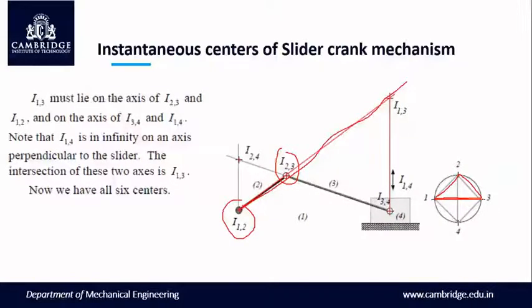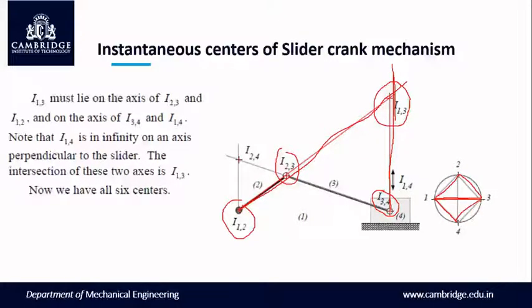Similarly, we have instantaneous center 3, 4 and instantaneous center 1, 4. So 3, 4 is exactly on the slider and 1, 4 will be at infinity, so I need to draw a perpendicular line to the slider. Wherever these 2 lines intersect, there is the location of instantaneous center 1, 3. Now we have found all 6 instantaneous centers of the slider crank mechanism.